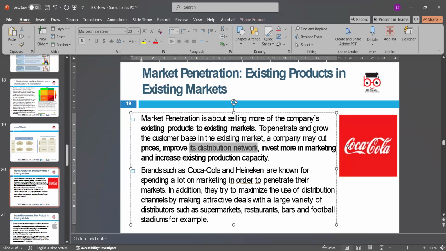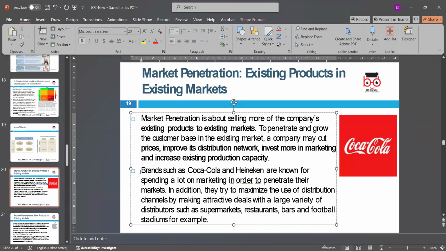You are investing more in marketing for the existing product. So you just keep reminding the people our product exists. You remain in people's brains. At the same time you need to increase the production capacity. Maybe, for Coke, previously you have one factory, now you are installing another factory.